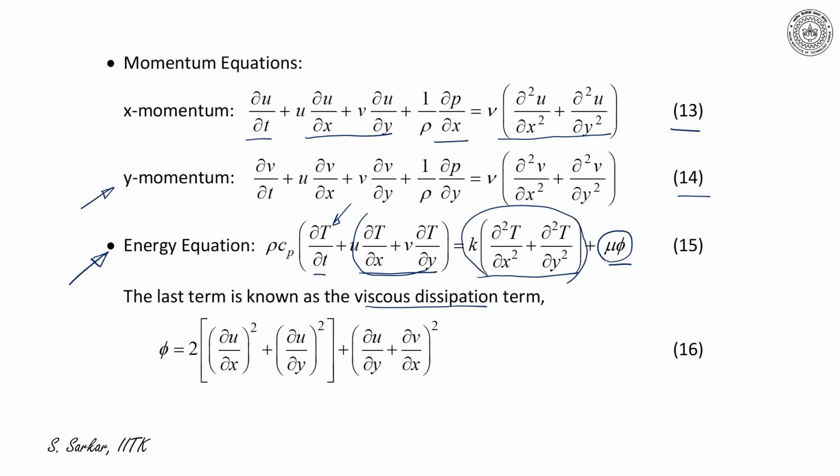phi is equal to twice within bracket del u del x square plus del v del y square, plus del u del y plus del v del x, whole square. So that is equation number 16. Thus, x momentum is given by equation number 13, y momentum by equation number 14, energy equation by equation number 15, and the viscous term by equation number 16.